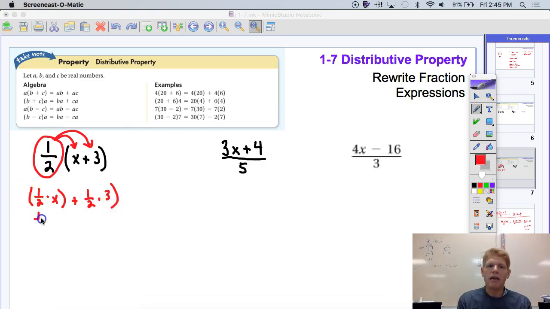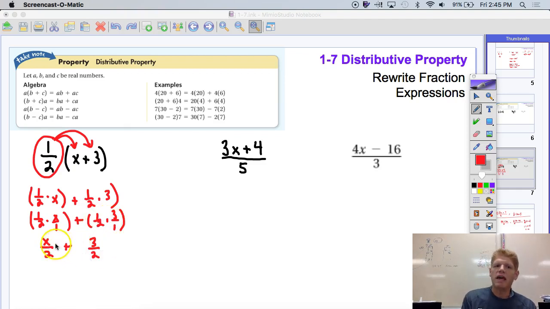And we know that 1/2 times x is really 1/2 times x over 1, and that's plus 1/2 times 3 over 1. And 1 times x is x, and 2 times 1 is 2, plus 3 times 1 is 3, and 2 times 1 is 2. So we wind up with x over 2 plus 3 over 2.